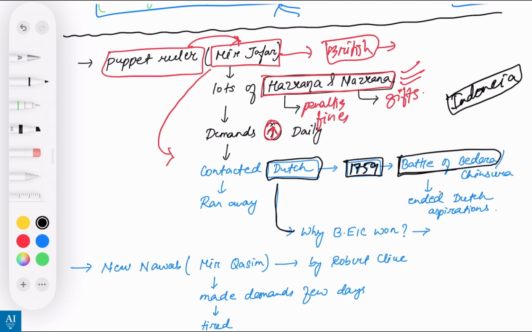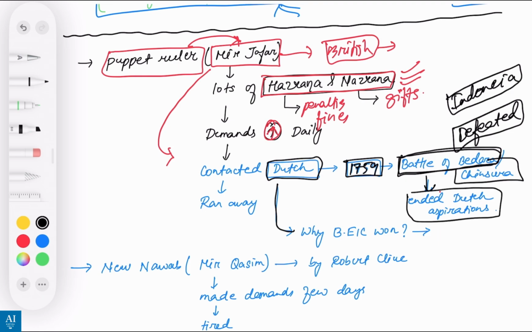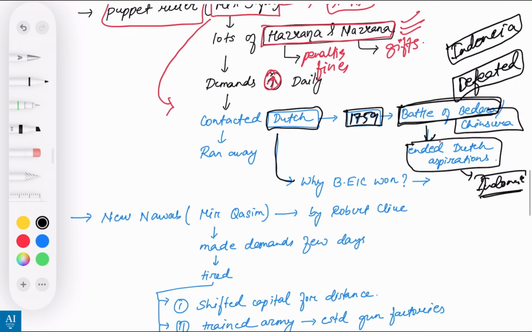They came and fought a very important battle, that is the Battle of Bedara and the Battle of Sinsura, and the Dutch were defeated by the British. This battle of Bedara and Sinsura led to the ending of the aspirations of the Dutch in India. So after that, the Dutch shifted their focus to Indonesia. So after that, what did Mir Jafar do? Mir Jafar ran away from the battlefield.